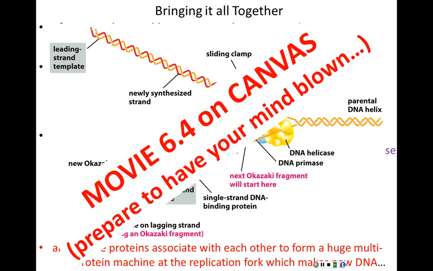But what makes movie 6.4 so utterly amazing is it shows all of these processes happening together in real time as if we were watching a true DNA polymerase enzyme work. We see the clamp loader, we see the clamp, we see the polymerization of DNA, the lagging strands, the leading strands, so please watch that now. But again, we'll be talking about it in some detail when we begin class the next time we meet.